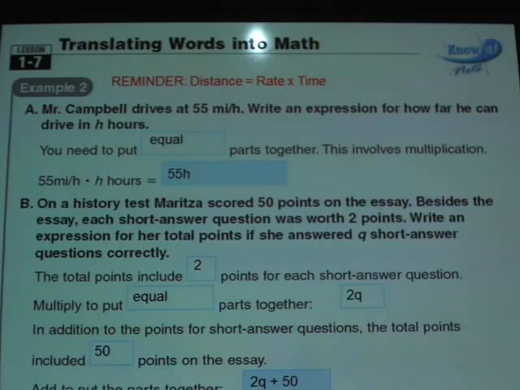We're supposed to write an expression for how far he can drive in h hours. So they're telling us that the time here is supposed to be called h. Well, remember, distance is equal to the rate times the time. If the rate is 55 and the time is h, I multiply those together for the distance. So it's 55 times h. Done.